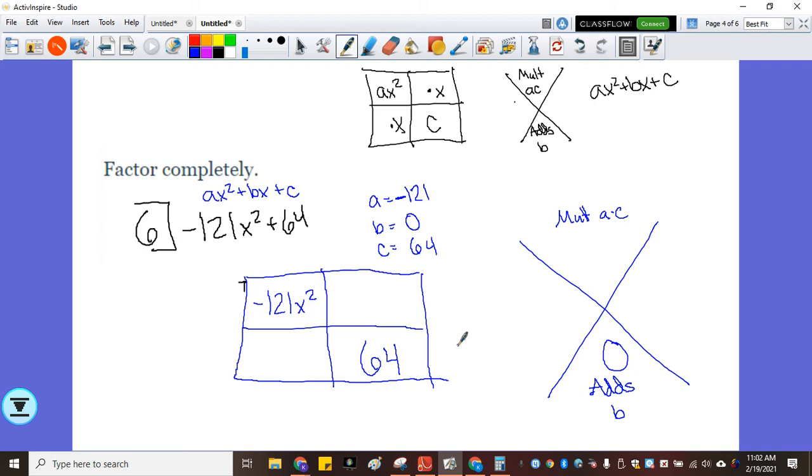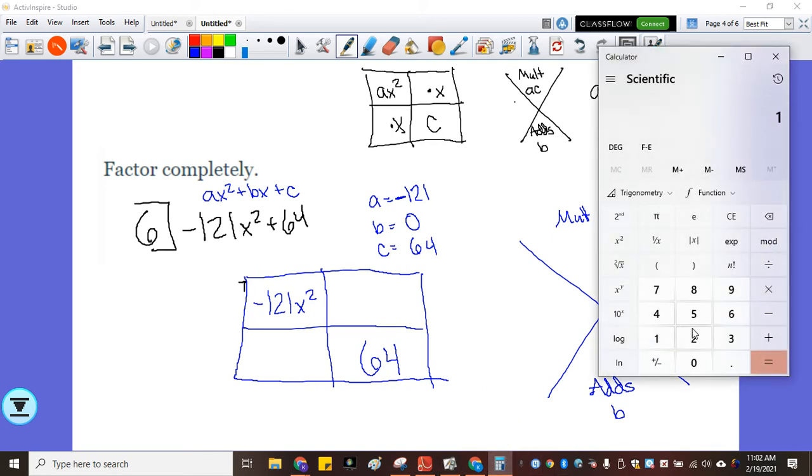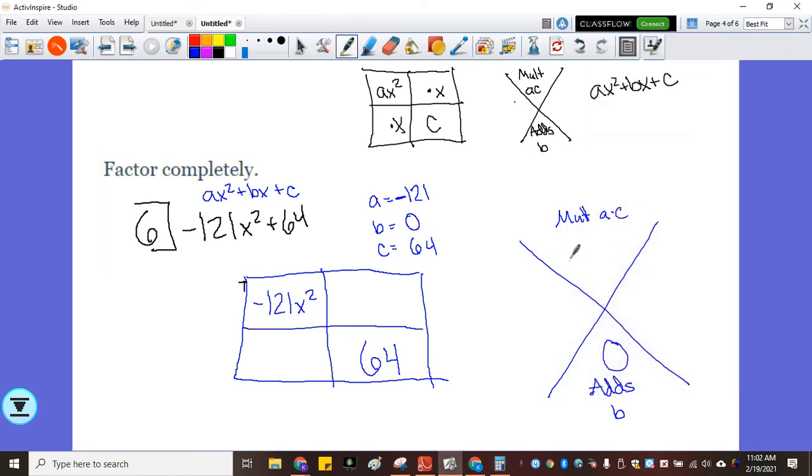This is going to be an extremely large number. 121 times 64. Extremely large. 121 negative. There's my negative sign. Times 64. Negative 7,744.